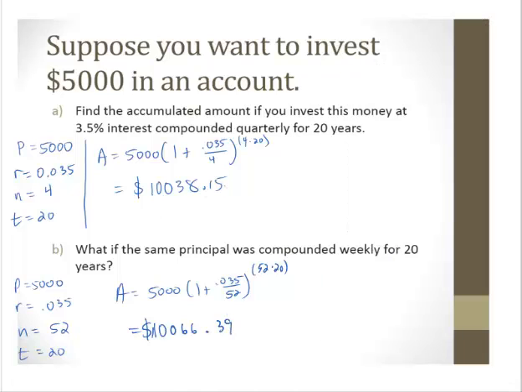So notice that compounding 4 times per year, compounding 52 times per year, in the end it didn't make a huge difference. Right? There's only a difference of not even $30 over 20 years. Alright, so as the number of compoundings increase, the accumulated value will increase, but depending on how many compoundings we were starting with, it might not be a huge difference in the end.